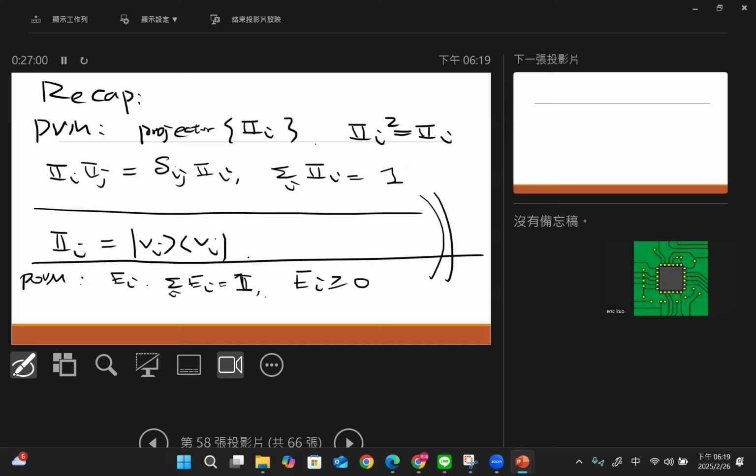I don't have time, let me see what the time is. Ah, okay, it's almost finished. So next week I will show a small, non-trivial example of this POVM, and after that we will go to Bell inequality. And I will make a report online. If you have any questions, just come and ask me.